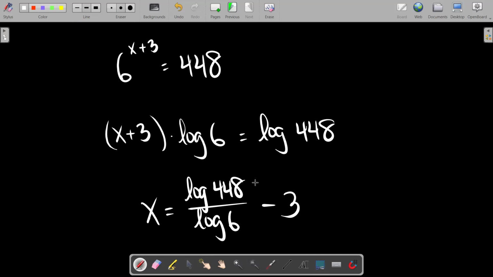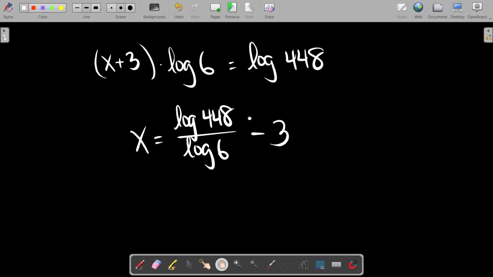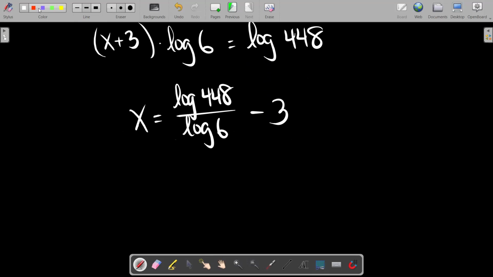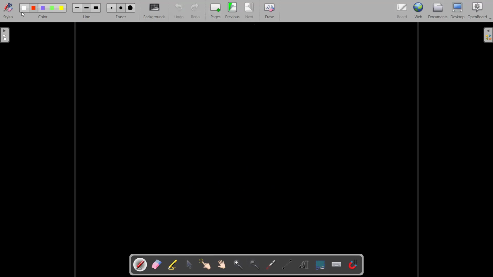So let's type that in. Log of 448, close, divided by log of 6, close, minus 3. I got something less than 1. You guys agree? So we're going to say that x is approximately 0.4071. Okay, final push. 2 more problems. Took a little longer, but it always does.